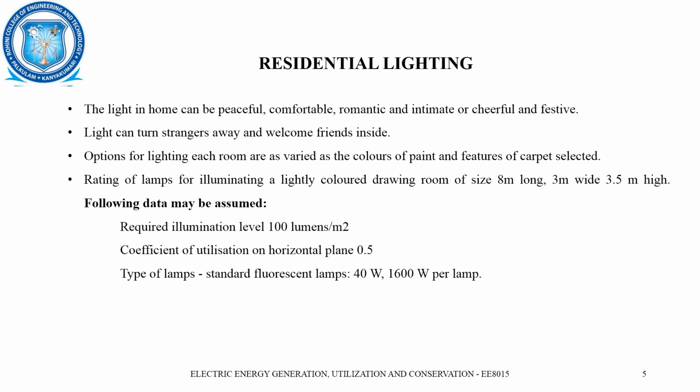Options for lighting each room are as varied as the colors of the paint and the features of the carpet selected. Normally, the rating of lamps for illuminating a lightly colored drawing room of size 8 meter long, 3 meter wide, 3.5 meter high is given as follows: the illumination level should be 100 lumens per square meter, the coefficient of utilization on the horizontal plane is 50 percent, and the type of lamps may be standard fluorescent lamps of wattage 40 watts, 1600 lumens per lamp, etc.